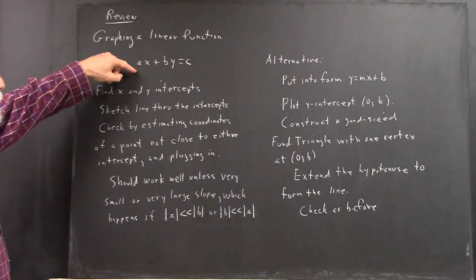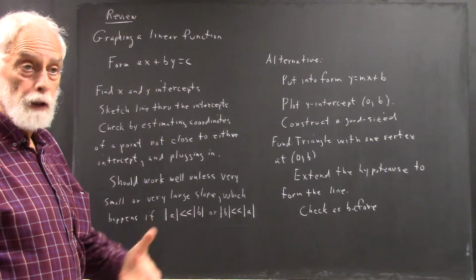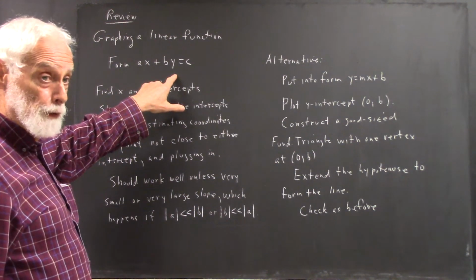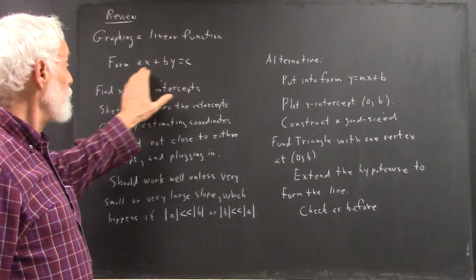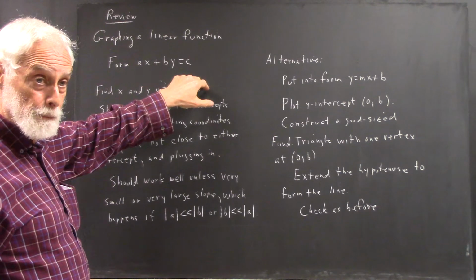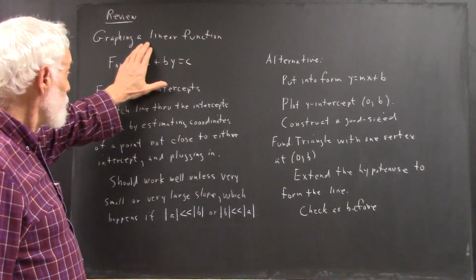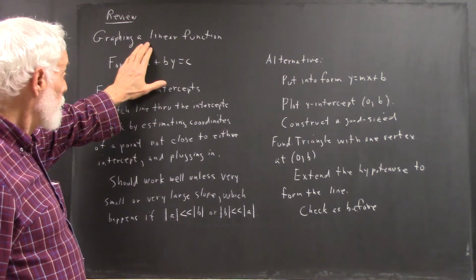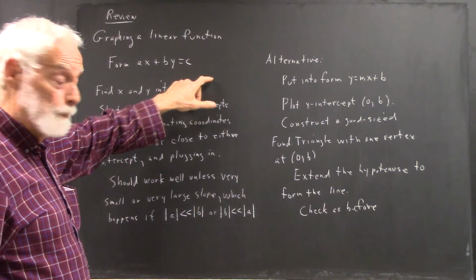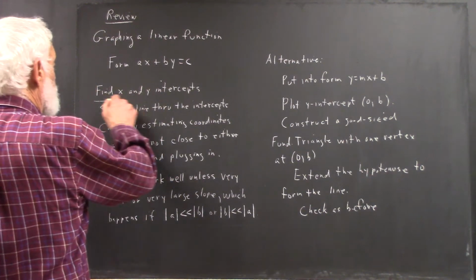If the form is ax plus by equals c, it's very easy to find the x and y intercepts. The x-intercept occurs when y equals 0, which removes this term and gives you ax equals c, so x is c divided by a. For the y-intercept, x is 0, so this term goes away, leaving you by equals c, so that y equals c over b. So that's how to find the x and y intercepts.